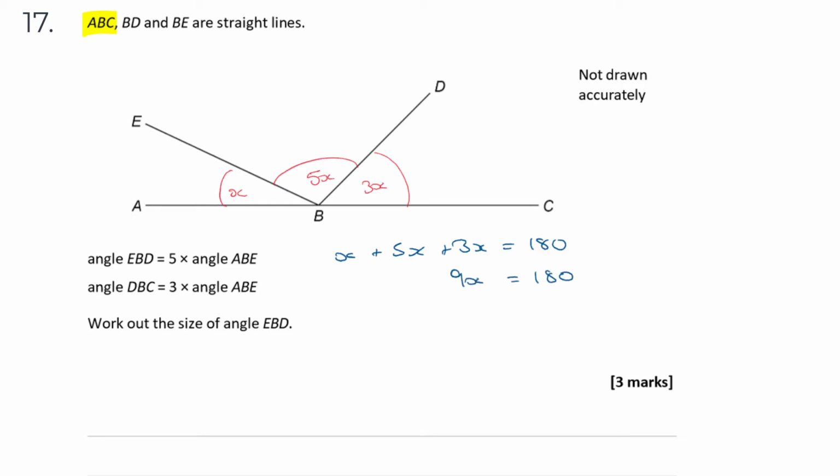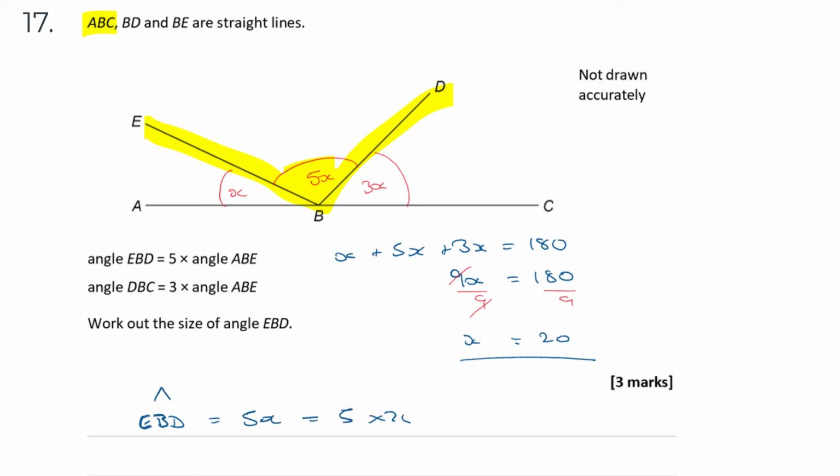Dividing both sides by 9, it's going to leave me with X is equal to 20. Now it didn't ask me about X. It was something I introduced. What it's asking me for is angle EBD. EBD, remember, was this one here, which is 5 lots of X. So if I know that X is 20, then angle EBD is 5X, which is 5 times 20. It's going to be 100 degrees then, isn't it?